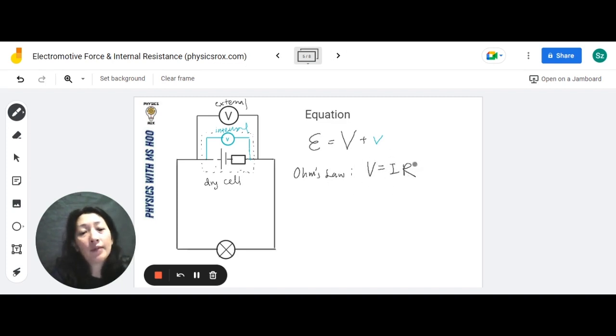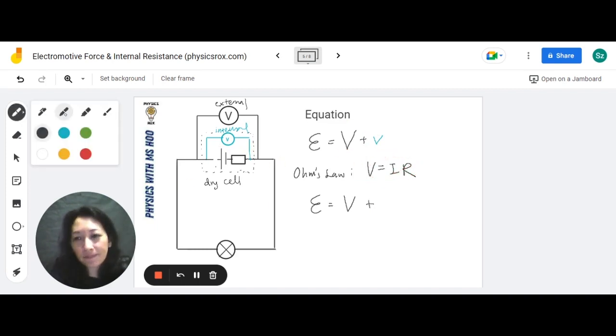And what we'll do is we'll take this and apply it into this equation. So I'm going to keep V as V first because we're going to see the proper equation after this. But we're going to focus more on this small v. So this small v here, you can also use Ohm's law to expand on this.